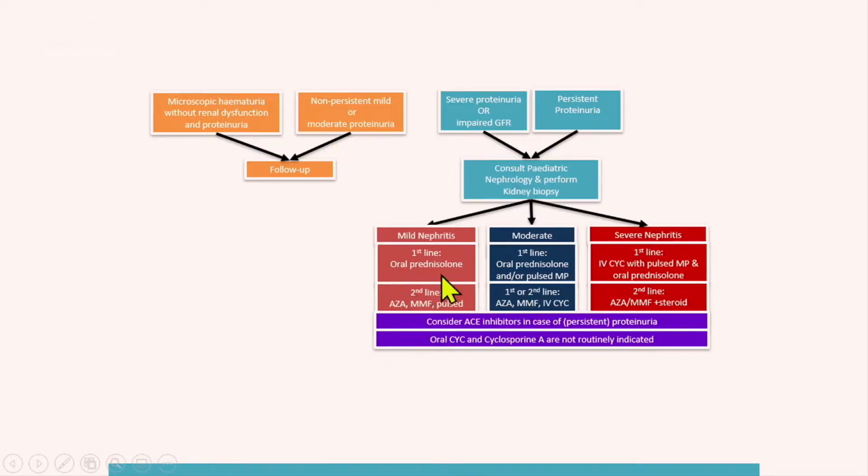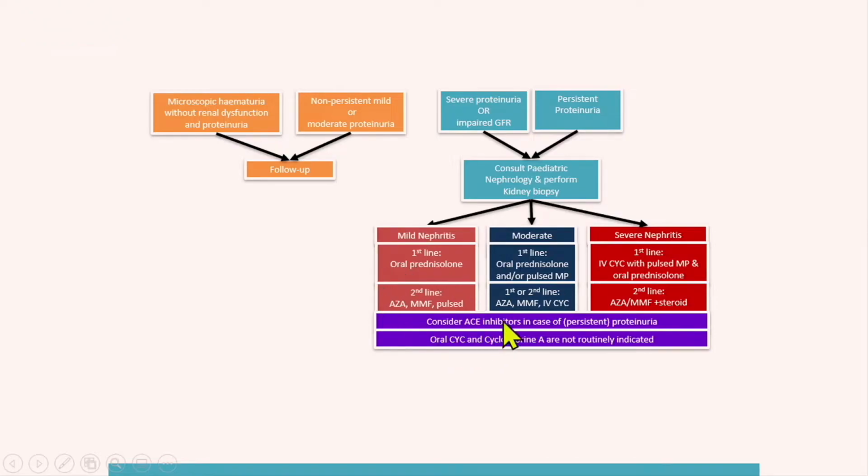And according to the histology and all the rest, we would stratify the patients into mild, moderate, and severe nephritis and decide on potential immunosuppressants. Now, the details of immunosuppressants have not been mentioned in detail in either of those KDIGO guidelines. So the SHARE initiative is probably the first consensus statement in Europe that is more openly discussing this topic.